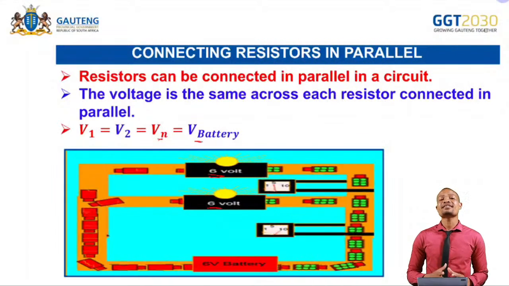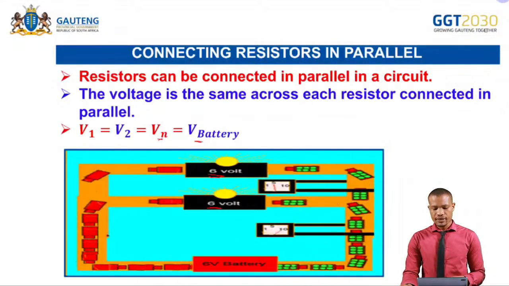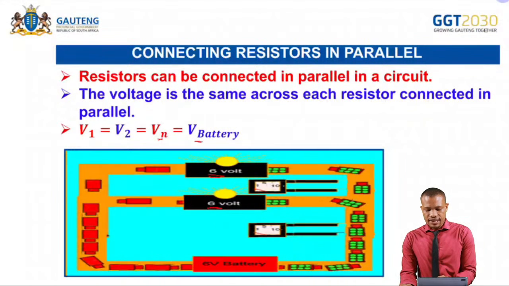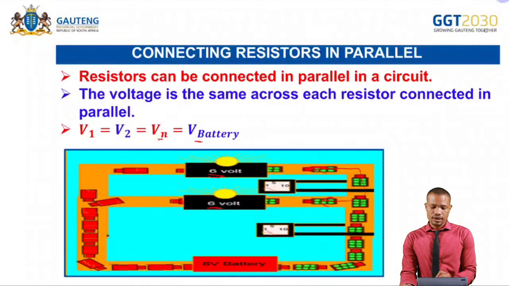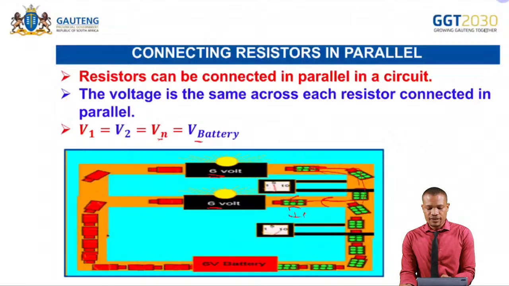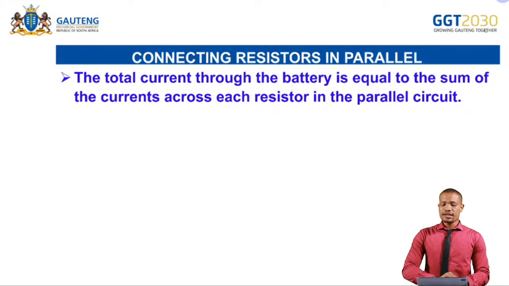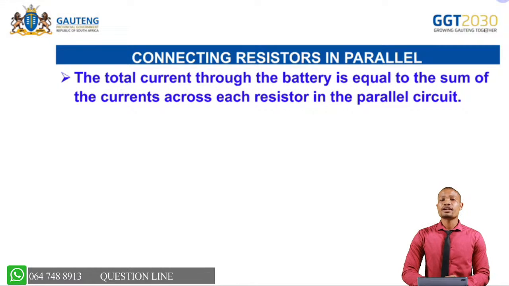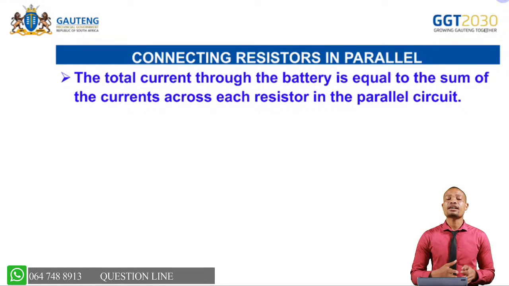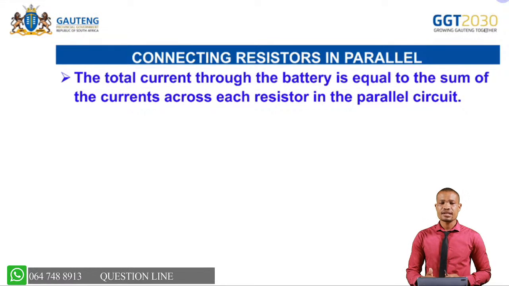The only thing that changes is the current. As you can see, imagine this being current and it splits at this point, and then part of it goes there, that's I1, and then part of it goes there, that will be I2. The total current through the battery is equal to the sum of the currents passing through each of the resistors connected in parallel. We said the current has multiple pathways, so the total current delivered by the battery is split amongst the resistors. So to find the total current coming from the battery, we add, and the sum of the currents passing through each of the branches will be equal to the current coming from the battery.